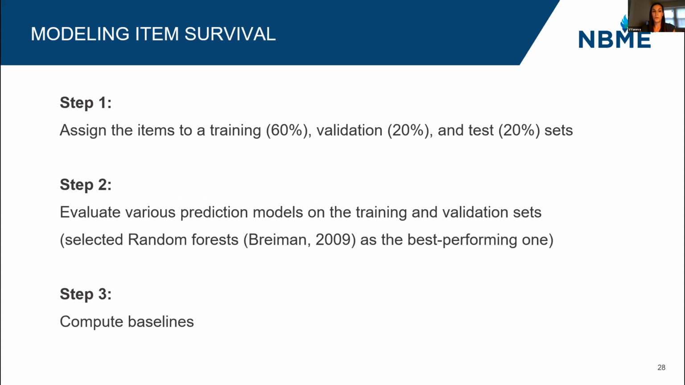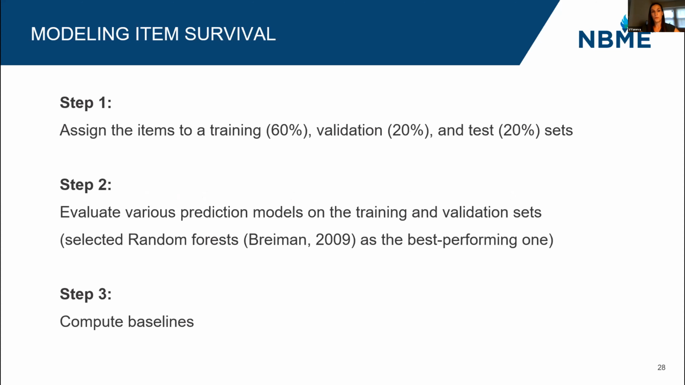Our first step was to assign the items to training, validation, and test sets, where we use 60% of the data for training, 20% for validation, and then the remaining 20% we have as a held out test set, where we evaluate any model that we have developed on this unseen data.